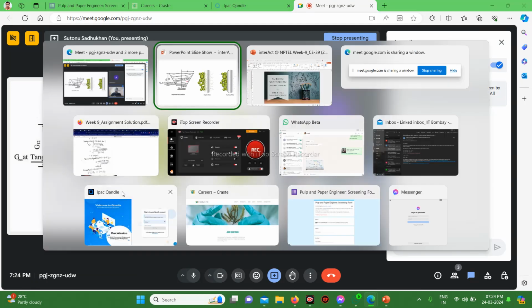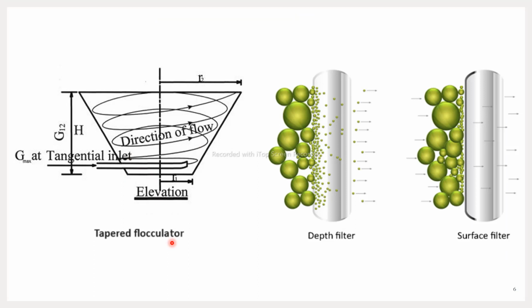Okay, no issues with that. So this is a very tapered calculation, and you can understand why the statement is correct from there. And this is something the depth filter and the surface filter, based on which a couple of next MCQs will be there. So what is the depth filtration?